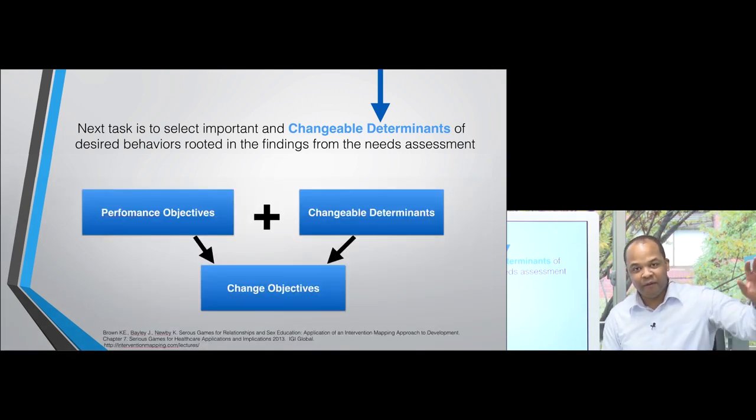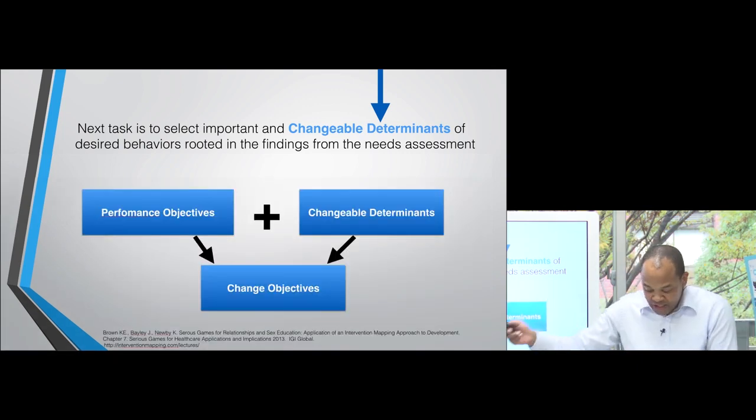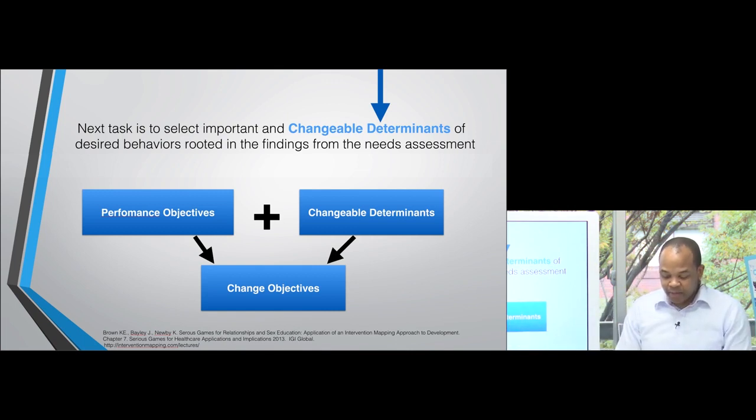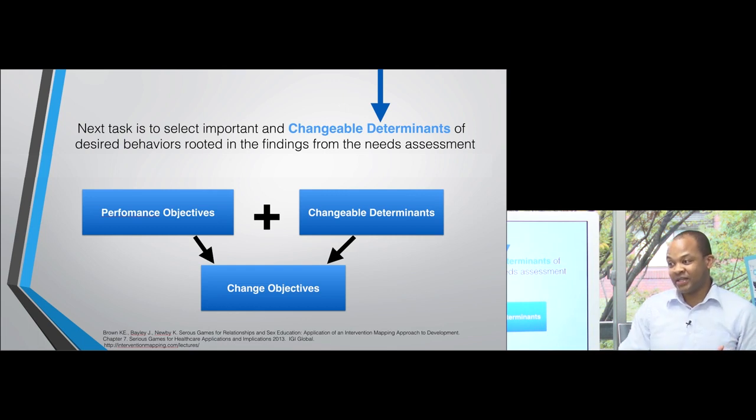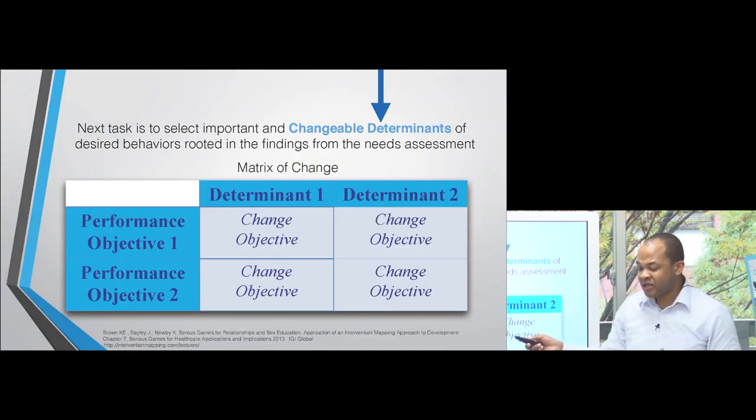So, for example, you have the performance objectives and you have the changeable determinants. These both come together to make up the change objectives of the intervention. So you use a matrix to do this, and this is called the change matrix.